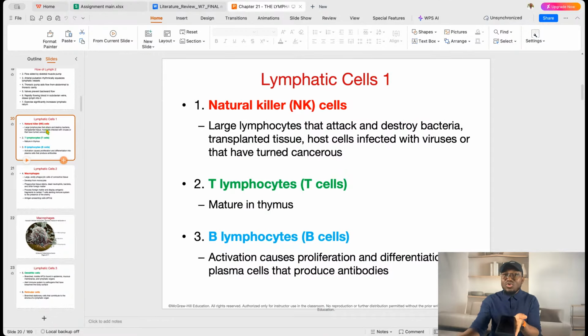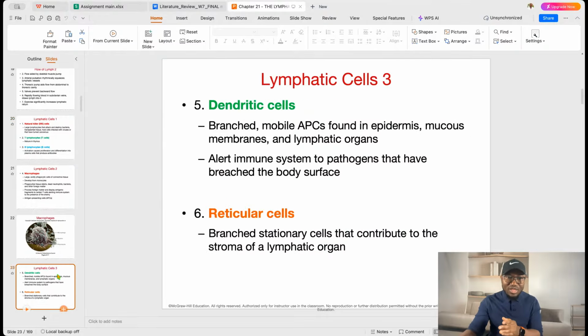Who is it presenting it to? It's usually presenting it to the natural killer cells or even the T lymphocytes. Then the natural killer cells will destroy the bacteria, destroy the virus, destroy everything destroyable. The T lymphocyte also does almost the same thing, but the most important thing about the T lymphocytes is where they mature, which is the thymus. Please remember that.